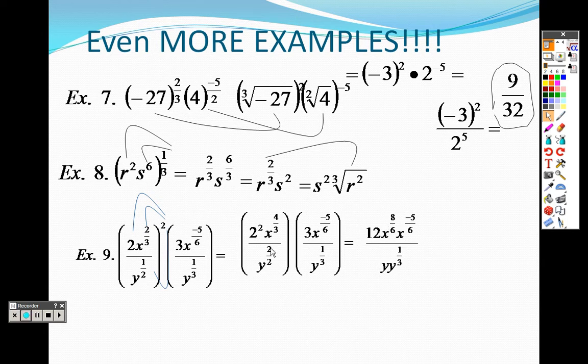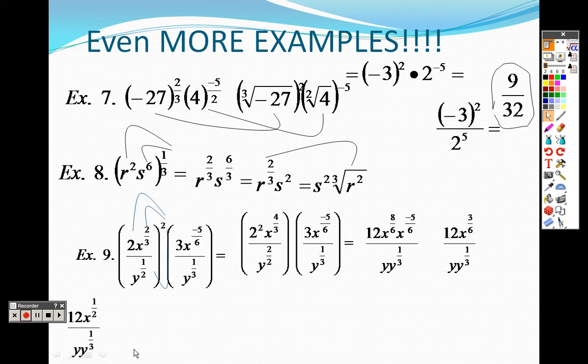Over here, 2/2, that is a y, and y to the 1/3. Okay, so now we can simplify the top here. 8/6 plus -5/6, because what do you do when you're multiplying those x's? You add the exponents. So it actually gives you 3/6. Well, 3/6 simplifies to 1/2. So I have 12x to the half, and I have y and a y to the 1/3.